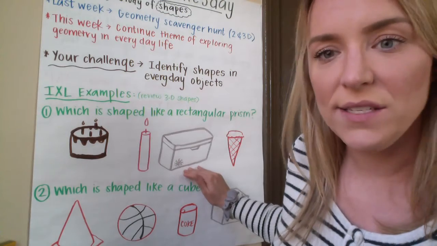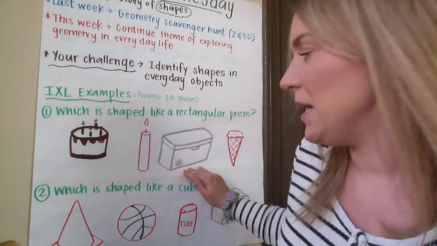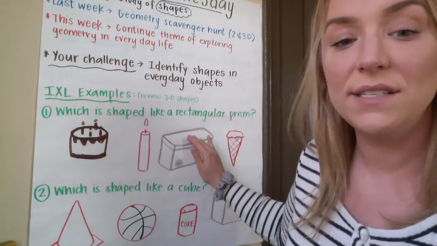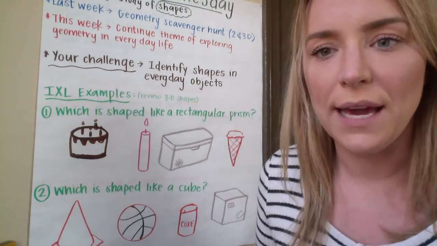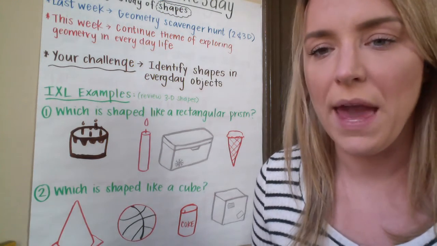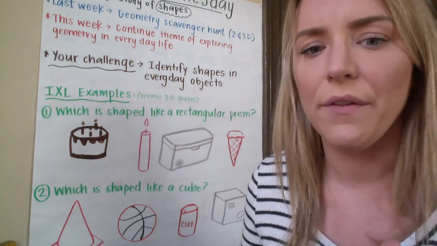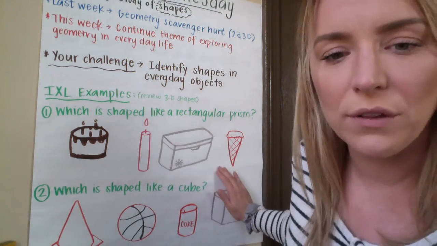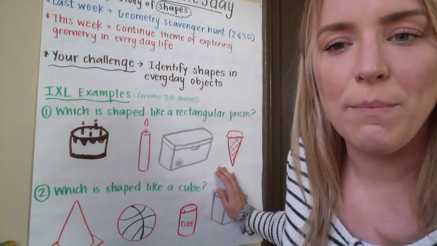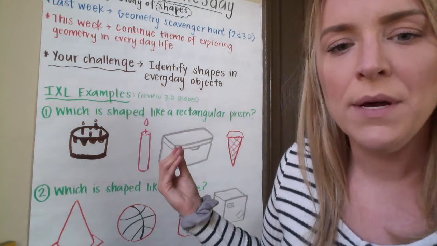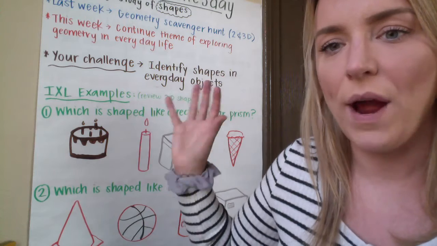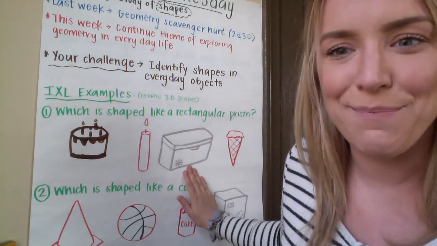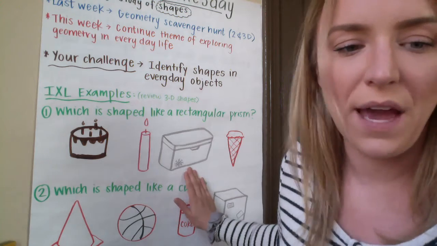This ice chest looks like a rectangular prism. It has 1, 2, 3, 4, 5, 6 sides, like a rectangular prism. And a couple of those sides are longer than the others. So I would say this ice chest is probably going to be our rectangular prism. If we look over at our last option, this is an ice cream cone. Remember, a cone is pointed at the bottom, and it has round sides and then a flat top. So our ice chest is definitely going to be our rectangular prism here. So you would click on the ice chest.